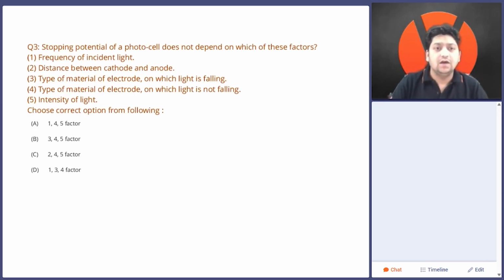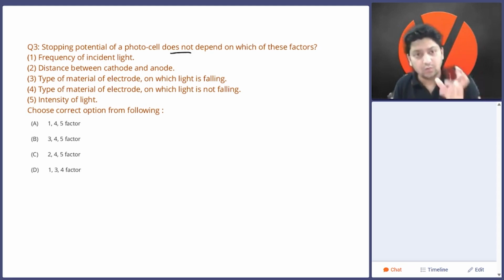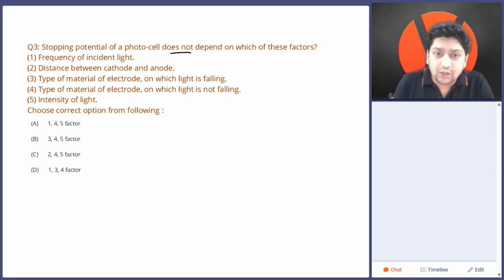The next question is, stopping potential of a photocell does not depend on which of these factors? Frequency of incident light, it depends, right? Because more is the frequency of photon, more is the energy of the photon, so more will be the stopping potential. Distance between cathode and anode, no, it does not depend on this. So this is a factor on which it does not depend.